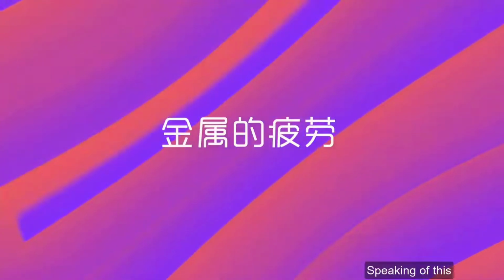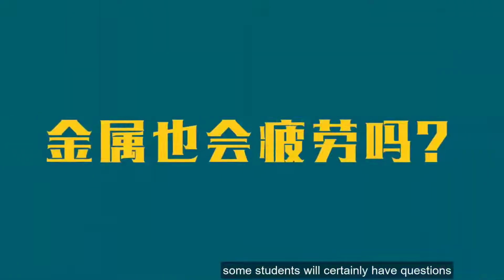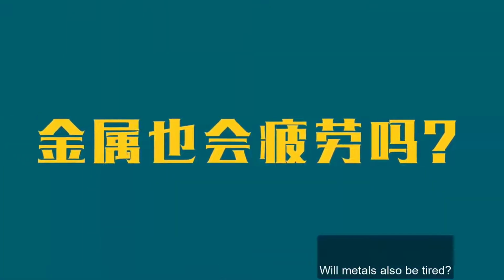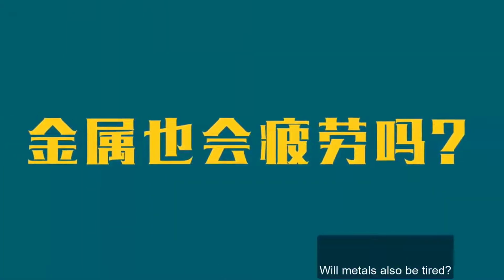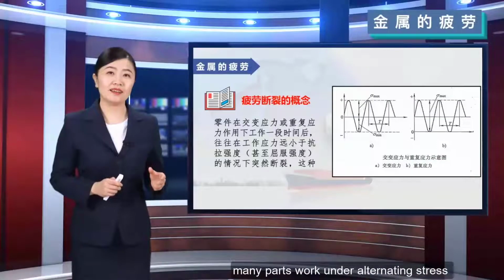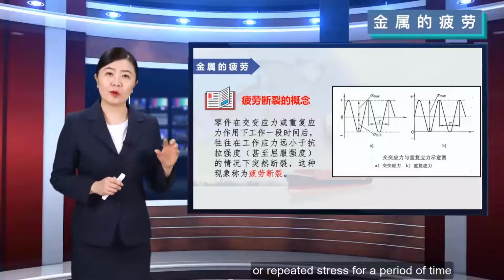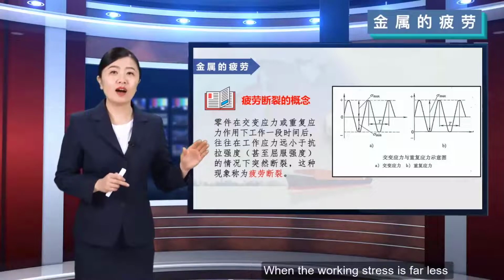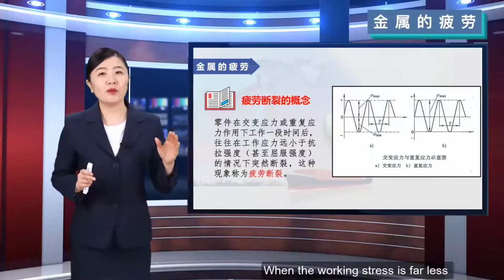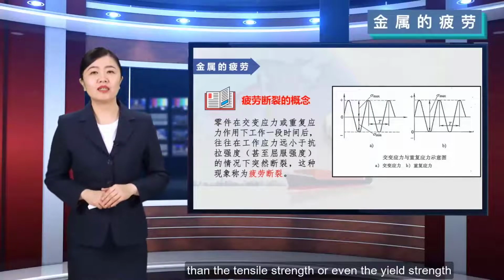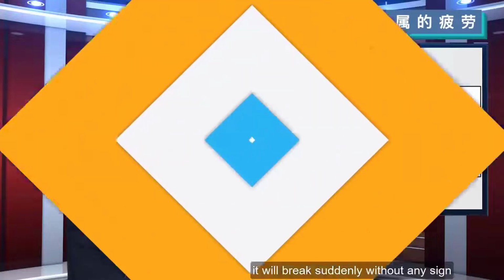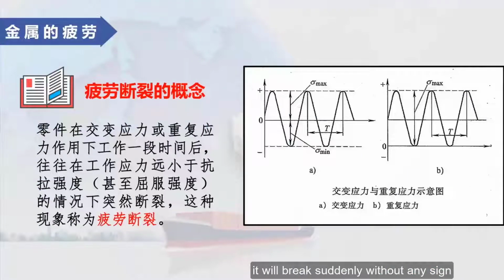Now let's look at metal fatigue. Speaking of this, some students will certainly have questions. Will metals also be tired? In fact, many parts work under alternating stress or repeated stress for a period of time. When the working stress is far less than the tensile strength or even the yield strength, it will break suddenly without any sign, which is very dangerous. We call this metal fatigue.